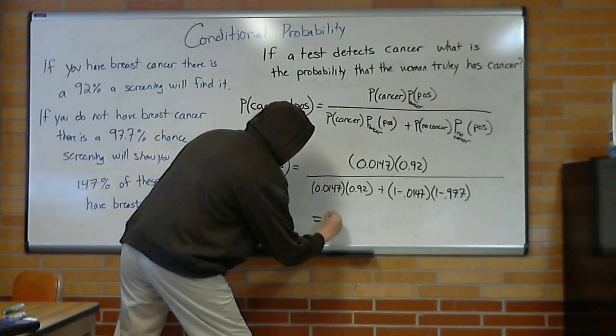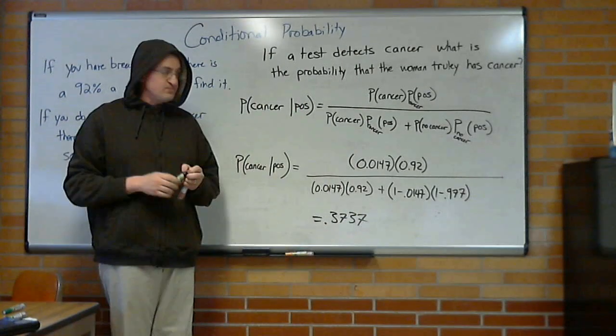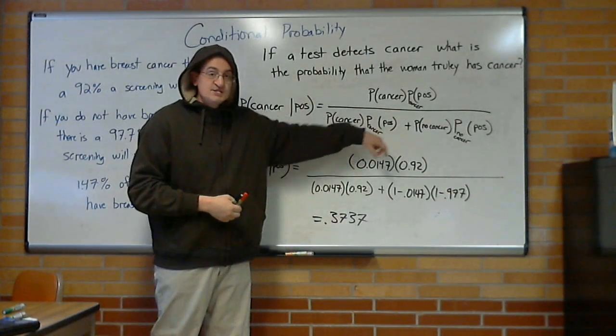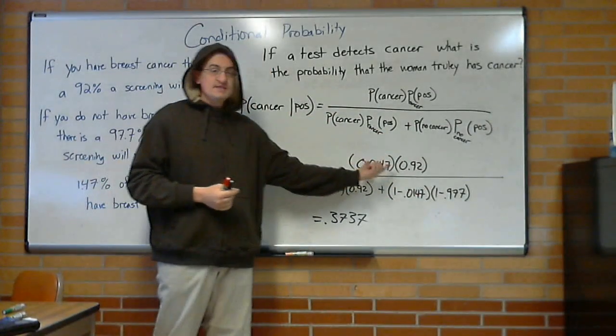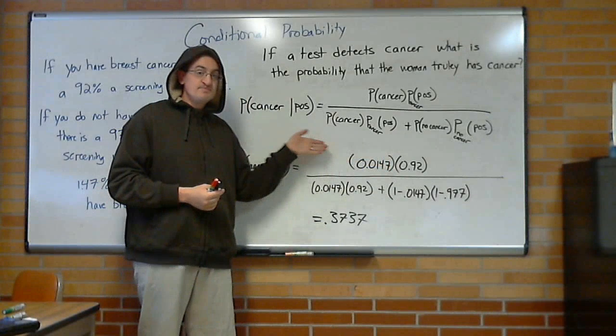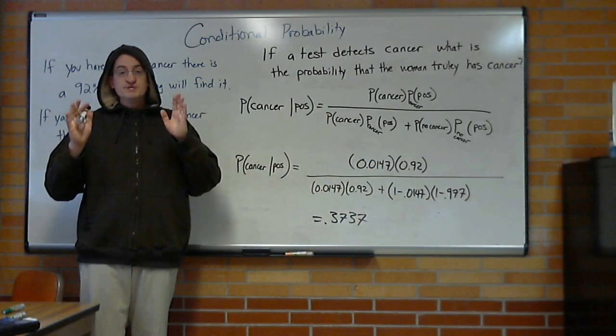When you calculate this out, guess what? You're going to get 0.3737. That's actually what we already did. With the tree diagram, we multiplied these two numbers and then had them out. With the counting method, we multiplied these numbers times 1,000,000, but numerator and denominator was all 1,000,000. So whatever method works for you is great.